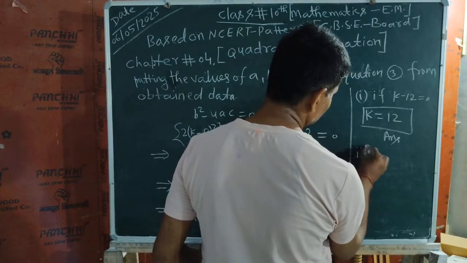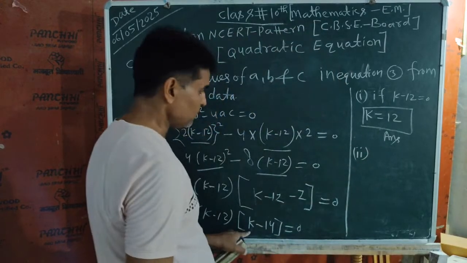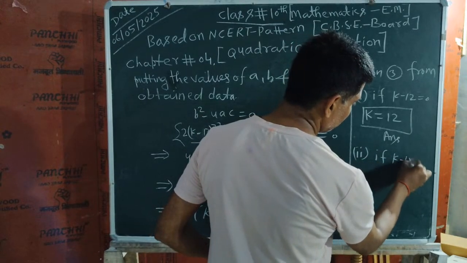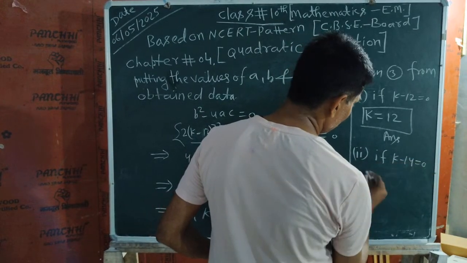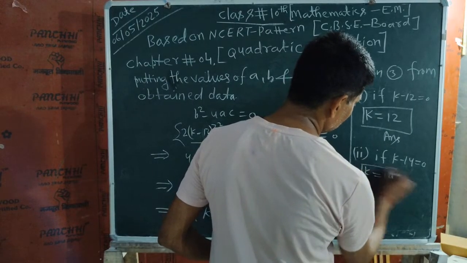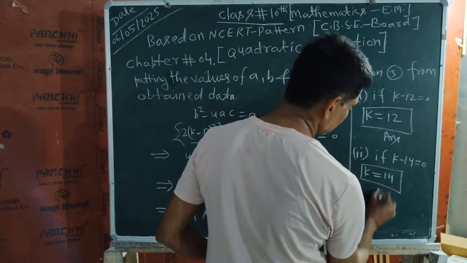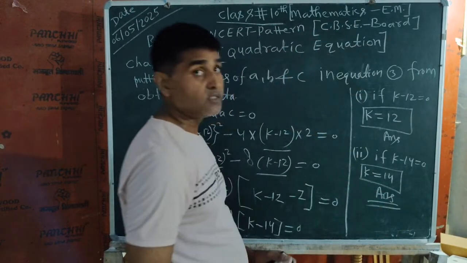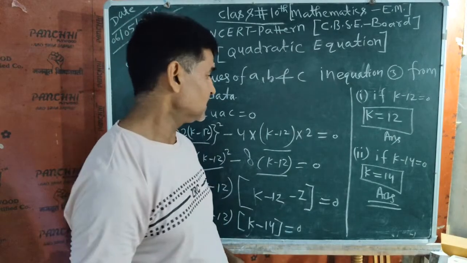Now second condition, I will say if k minus 14 is equal to 0, so I will put here k is equal to 14. This is the answer number 2 of the given question. So in this way, the given question can be solved easily.